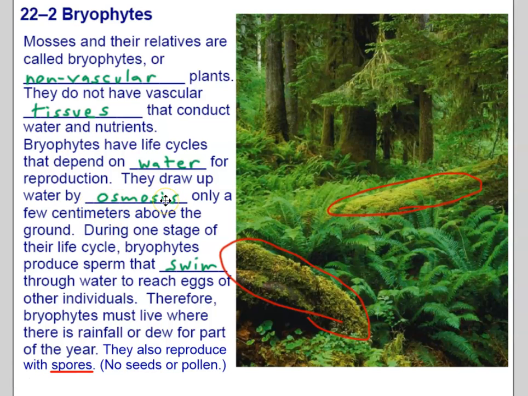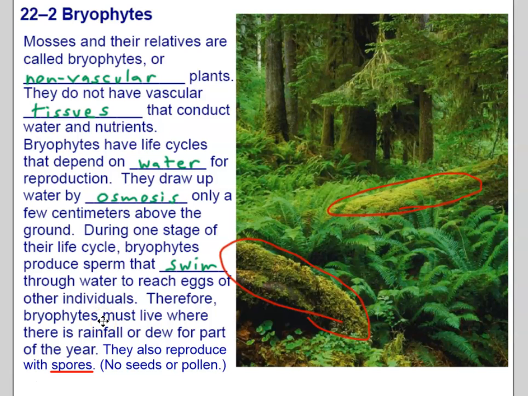The water just osmoses into their rhizoids. Rhizoids are root-like structures, and we can't call them true roots because they don't have vascular tissue. So the water just kind of soaks into the rhizoids and then soaks up into the rest of the plant by osmosis. That's one relationship they have with water, and the other one is that they rely on water, just like algae rely on water for sperm to swim to eggs. In the mosses, they also rely on water for the sperm to swim to the egg.